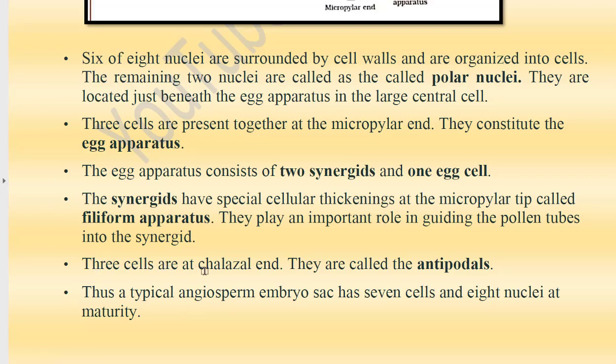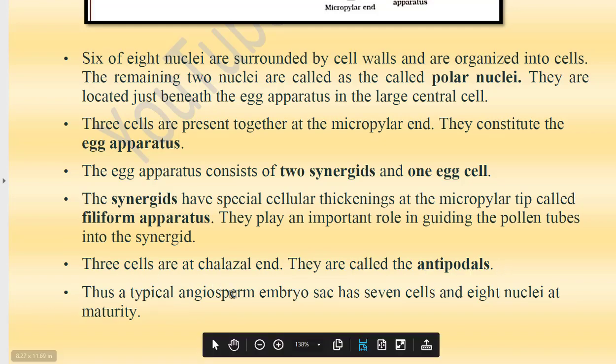लास्ट लाइन लिखा हुआ है, the three cells are at the chalazal end and these are called antipodals. Thus a typical angiosperm sac has 7 cells and 8 nuclei at maturity. सो आई होप इस लाइन का मीनिंग आप लोग क्लियरली समझ गए होंगे कि 7 सेल्स है और 8 न्यूक्लियस है मैच्योरिटी में. अंडरस्टूड? So with this we come to the end of the video.